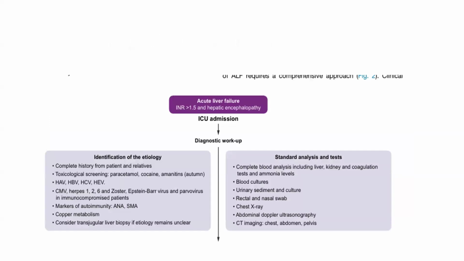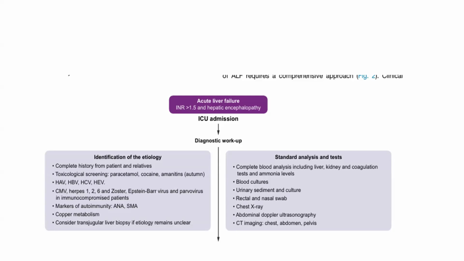So this is the algorithm which shows the management of acute liver failure. If there is acute liver failure, if INR is more than 1.5 and the patient has hepatic encephalopathy, then ICU admission is indicated. After admission to the ICU, we need to proceed with the diagnostic workup. The diagnostic workup should be divided into two parts: identification of the etiology, and standard analysis and tests.